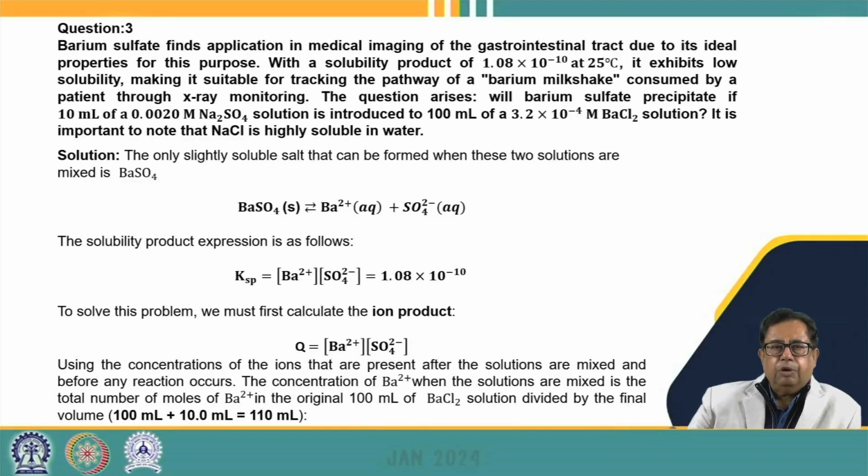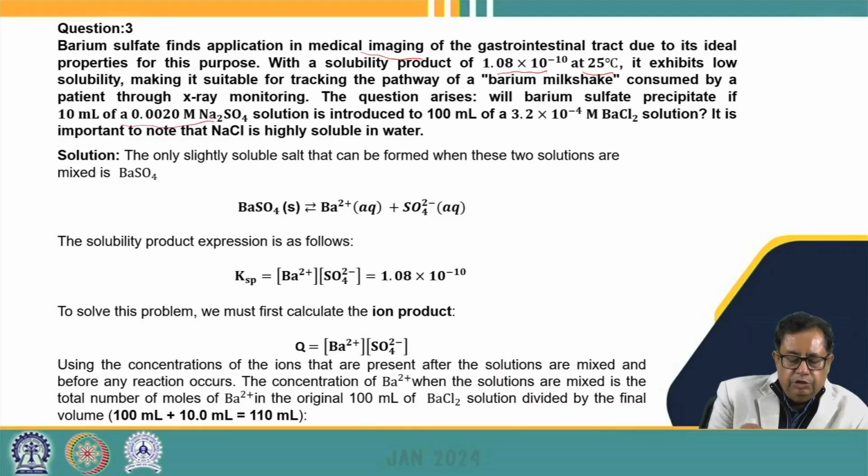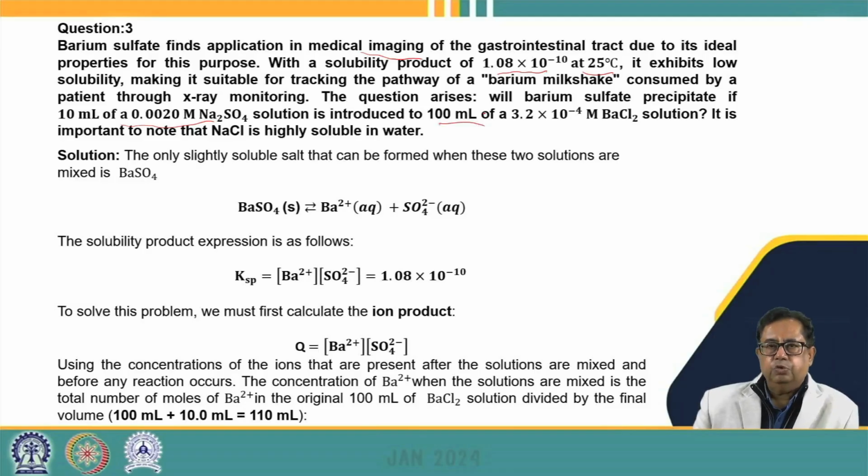Then we have a problem on barium sulfate, which is used for medical imaging of the gastrointestinal tract, and here it has a solubility product of 1.08 into 10 to the power minus 10 at 25 degrees centigrade. We want to find out whether the barium sulfate will precipitate if we add 10 ml of 0.002 molar sodium sulfate solution into 100 ml of 3.2 into 10 to the power minus 4 molar barium chloride solution.